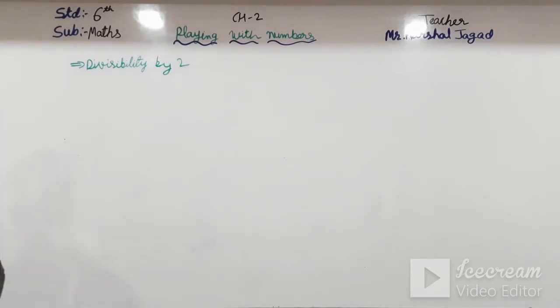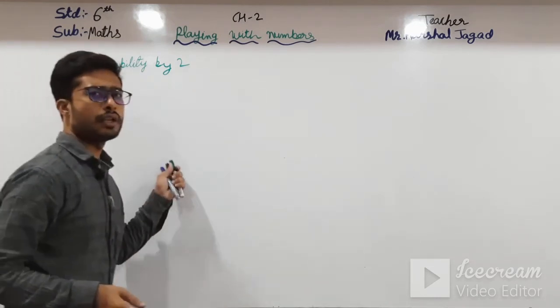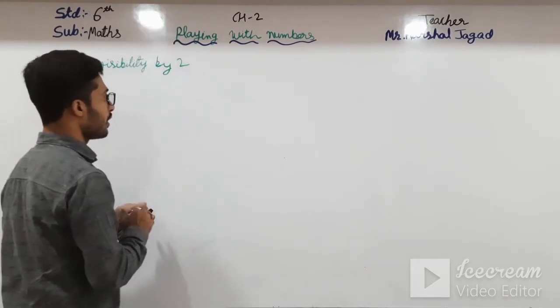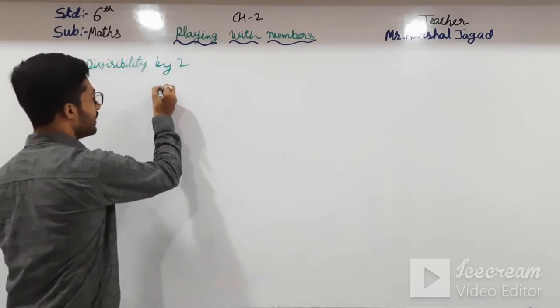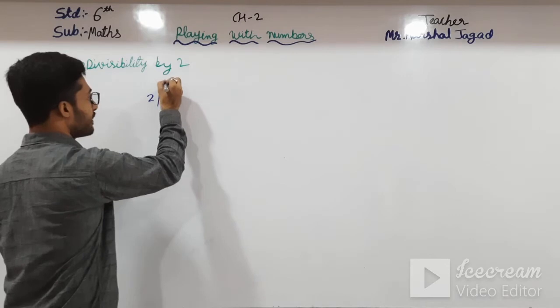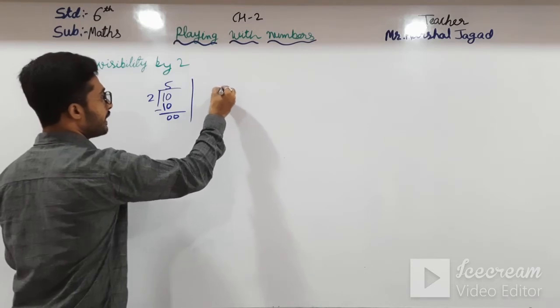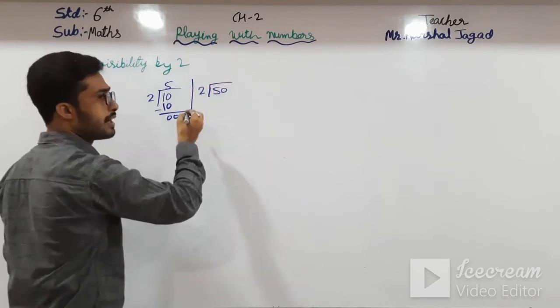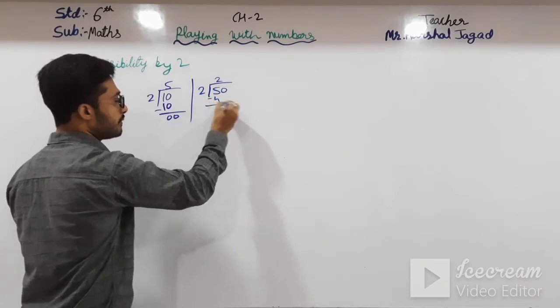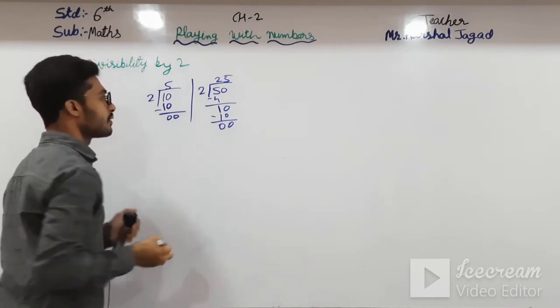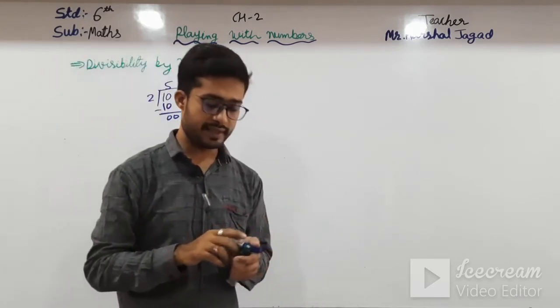Divisibility by 2. See here, what is divisibility by 2? First of all, all even numbers are divisible by 2. We can see some examples over here. If 10 is an even number, it is divisible by 2, yes, 2 5s are 10. And another, if we take 50, it is also an even number, it is divisible by 2, 2 5s are 10. Okay students, so these are some examples of the divisibility test.